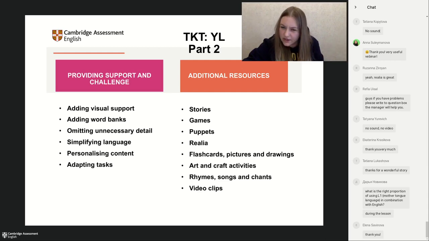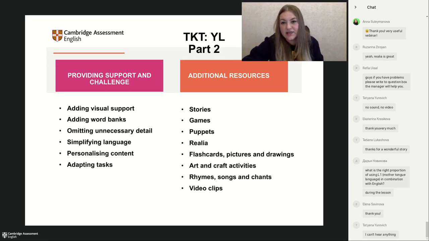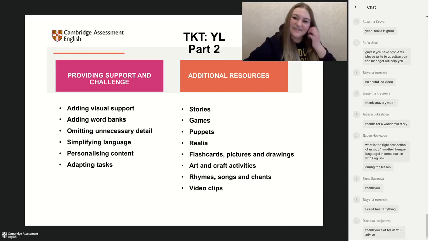I have a nice question. What is the right proportion of using the first language? So, you know, I do not use the first language, but there are some situations when you have to do this. So usually it is connected with discipline, or when students cannot understand the word or grammar or something like this. Yeah. Okay. I think we will come back to this question at the end of the session.